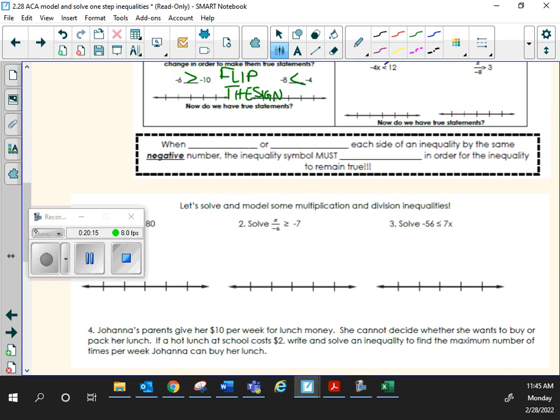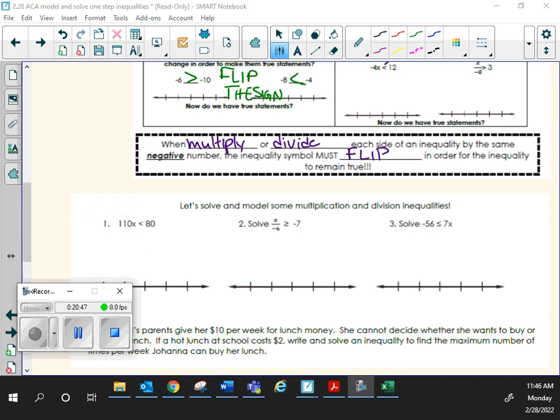All right, you're welcome. So help me fill in these blanks. When we multiply or divide each side of the inequality by a negative number, whenever we multiply or divide by a what again? By a negative number, the inequality sign must flip. It must flip for it to remain true.